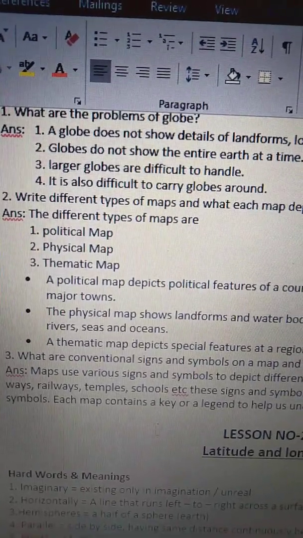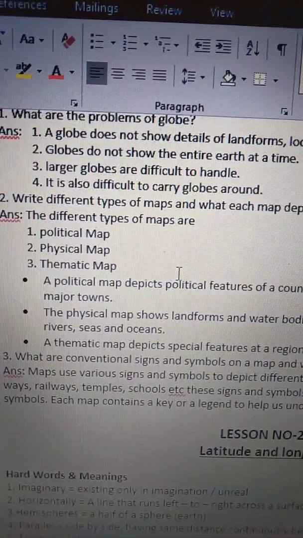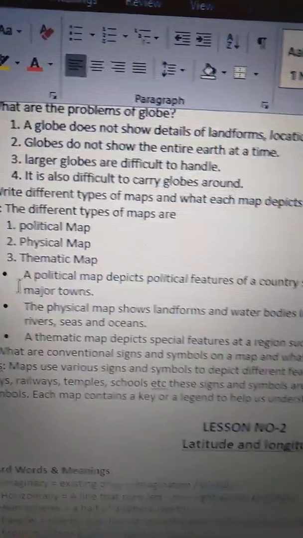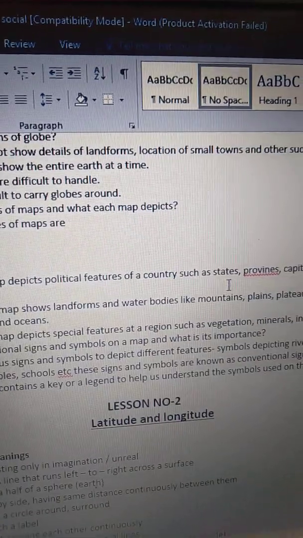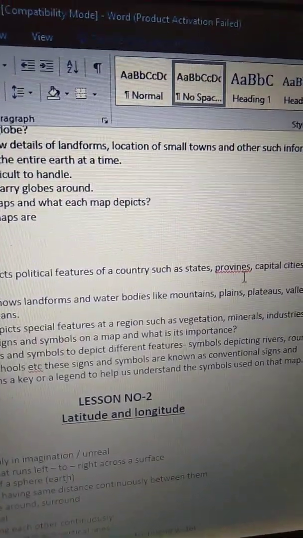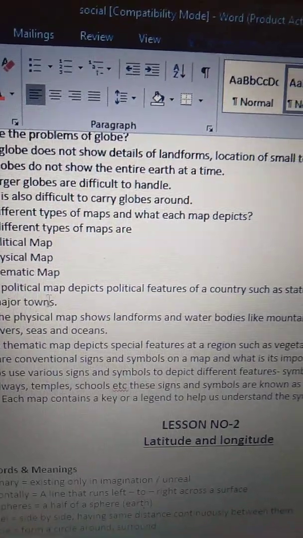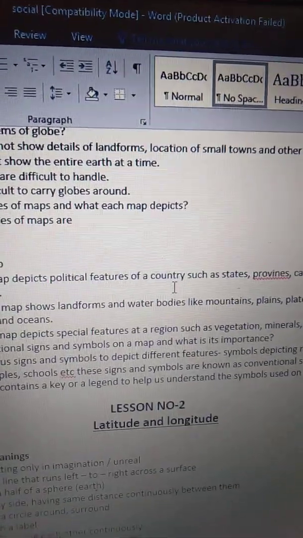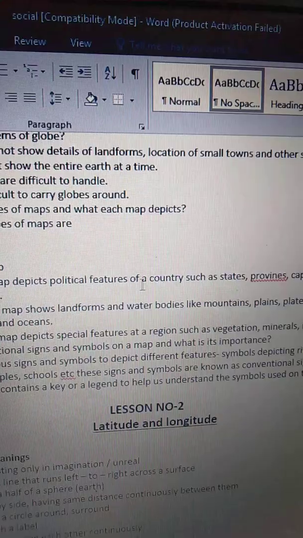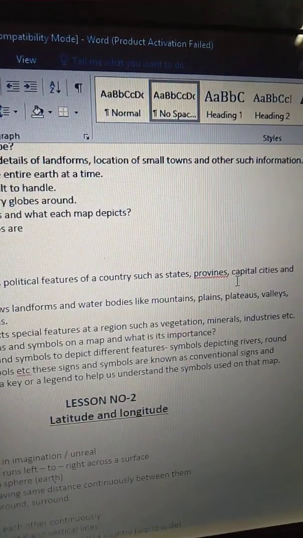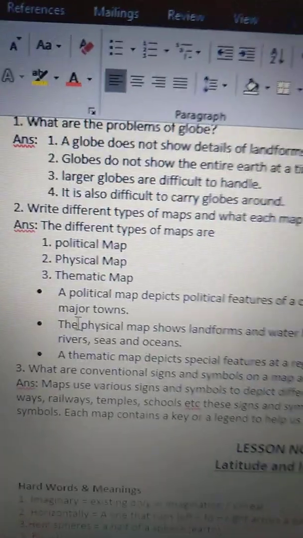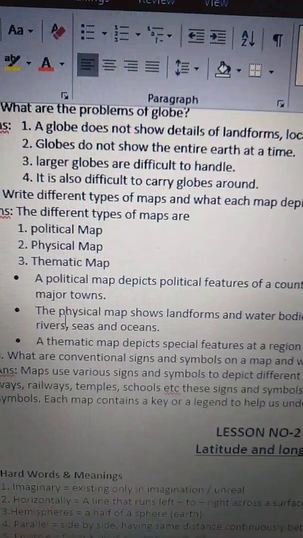See the first one, political map. A political map depicts political features of a country such as states, provinces, capital cities and major towns.